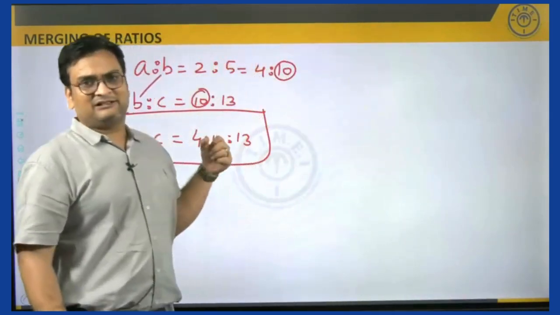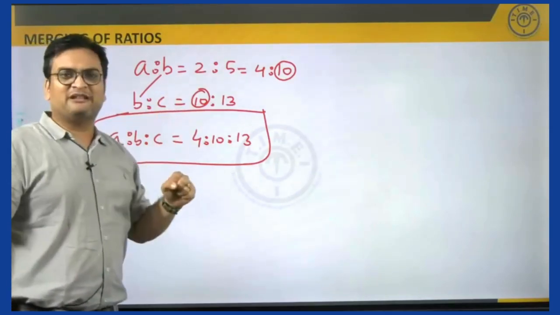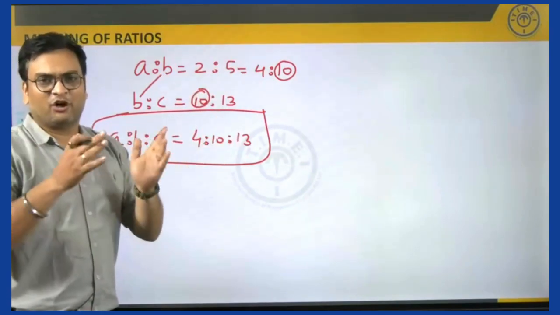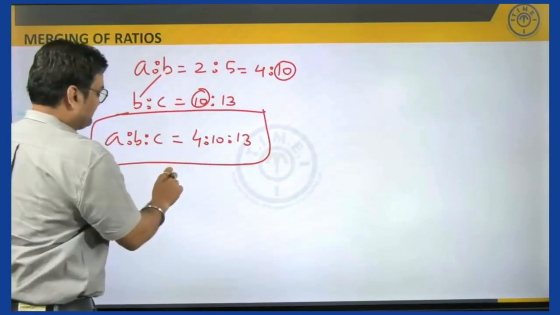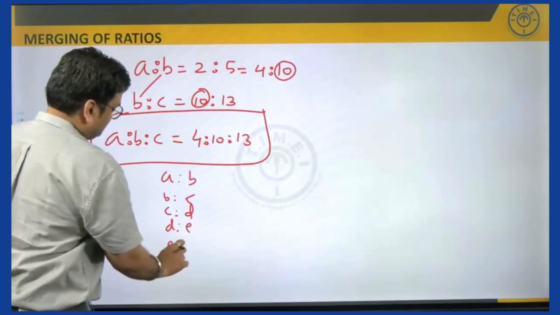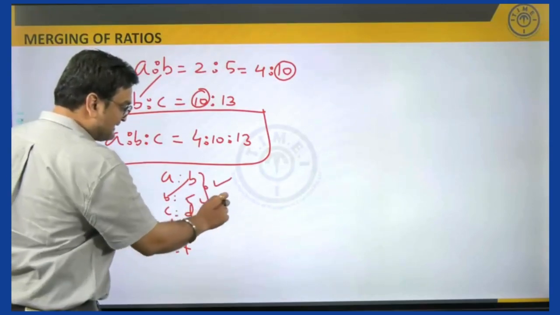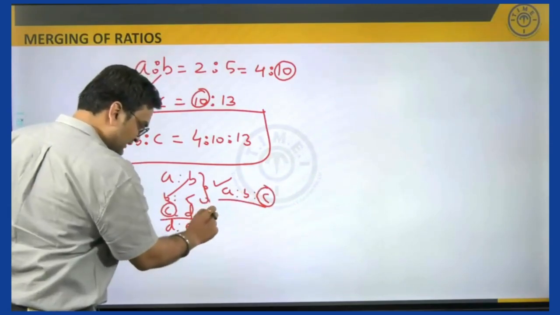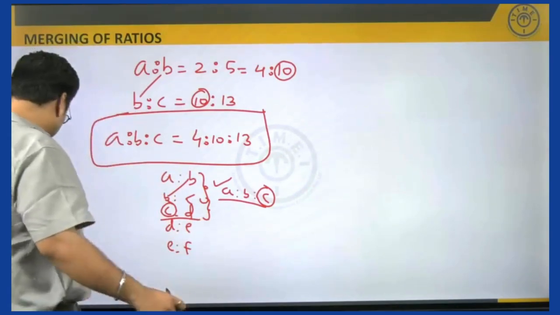But this method will usually be really slow when you have multiple ratios to merge. For example, imagine you have A is to B given, B is to C given, C is to D given, D is to E given, E is to F given. And now you have to merge all of those ratios, right? In such a case, you have to make B same first, merge these two, done. Then you have to make C same in that merged ratio and this ratio, merge these two, done. Then you have to make D same, merge, E same, merge. So this process will have to repeat so many times here.